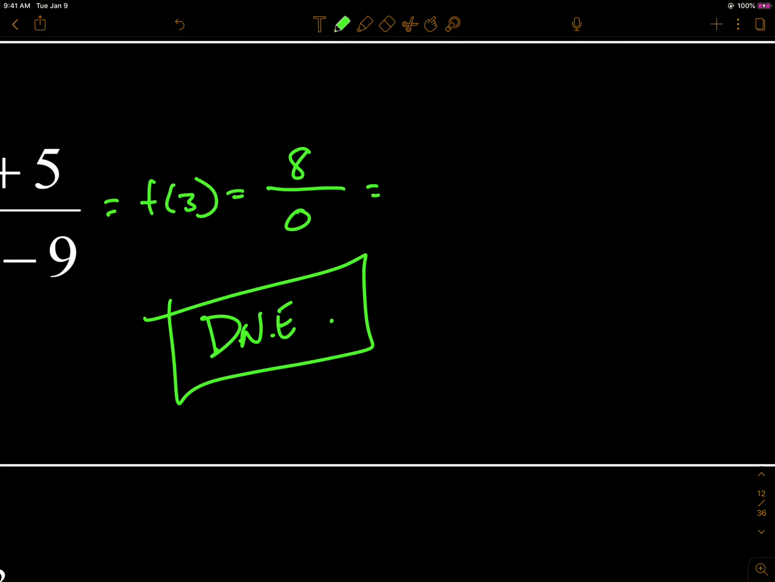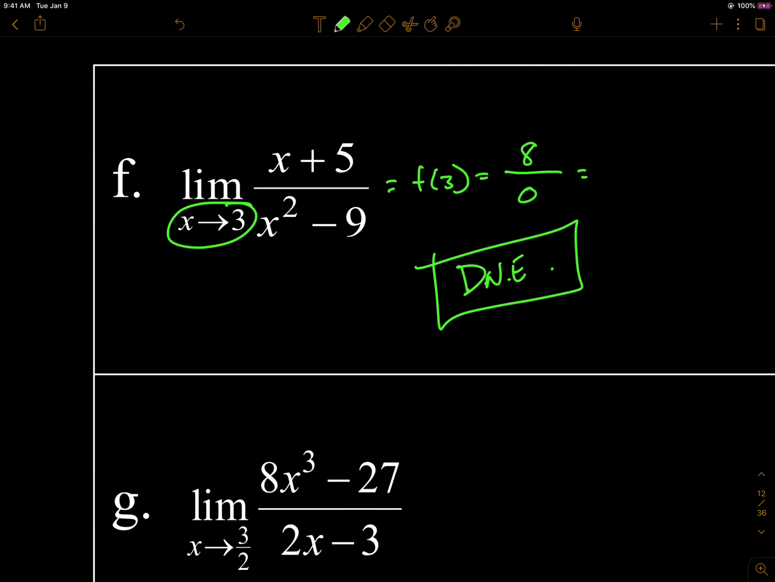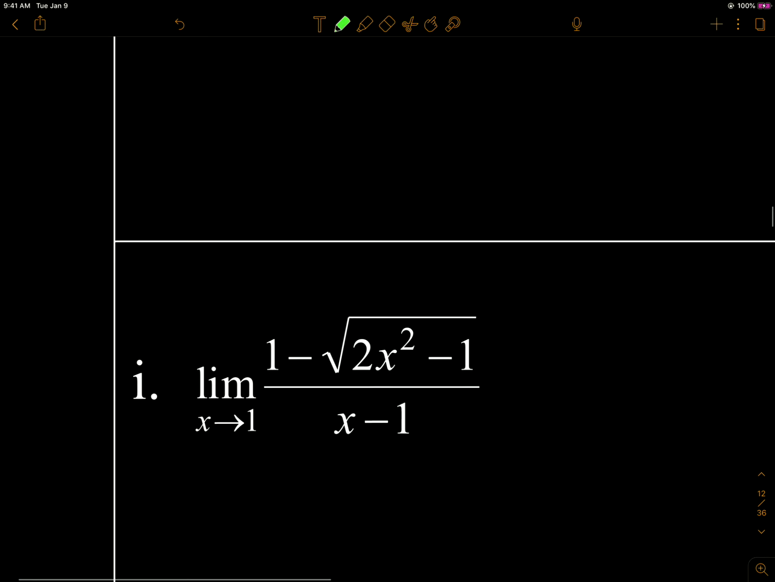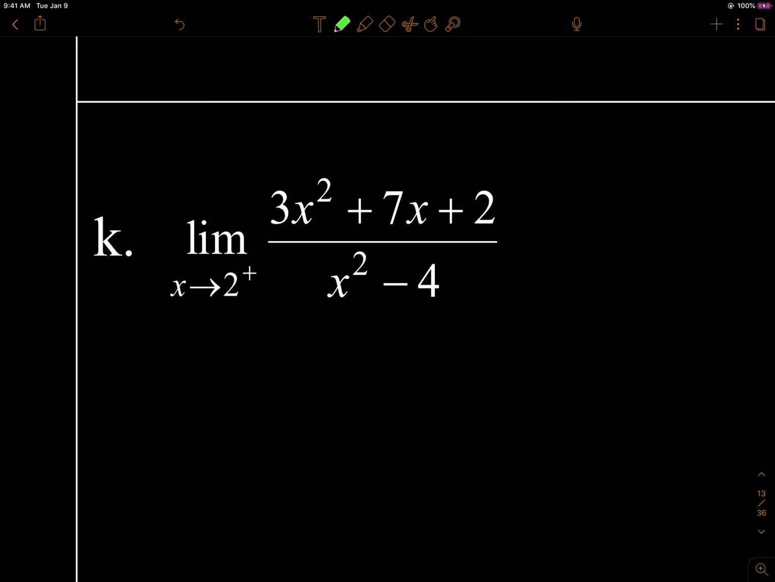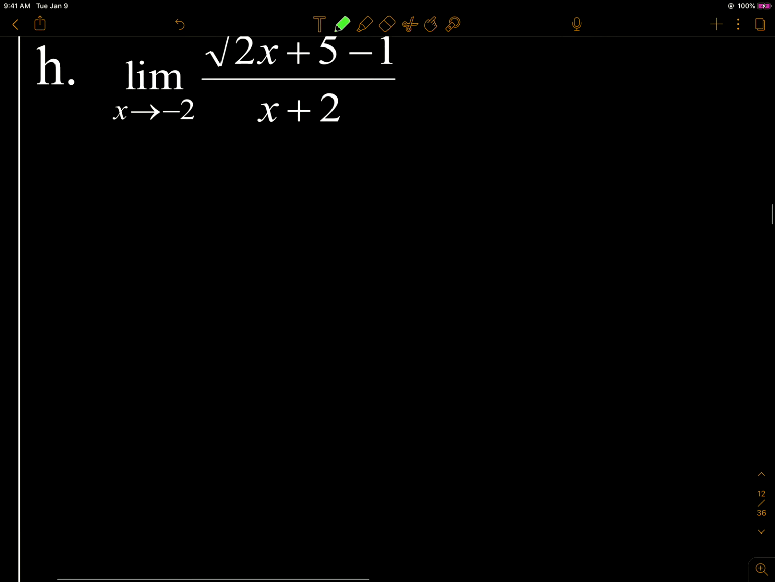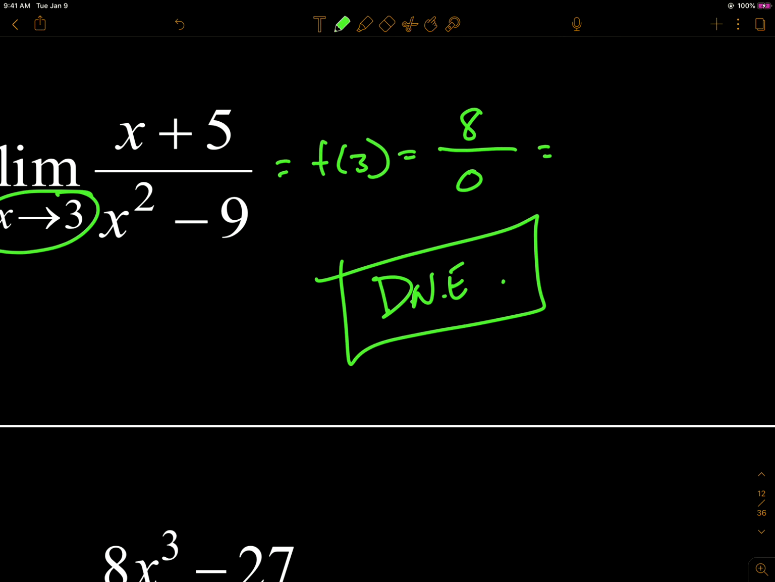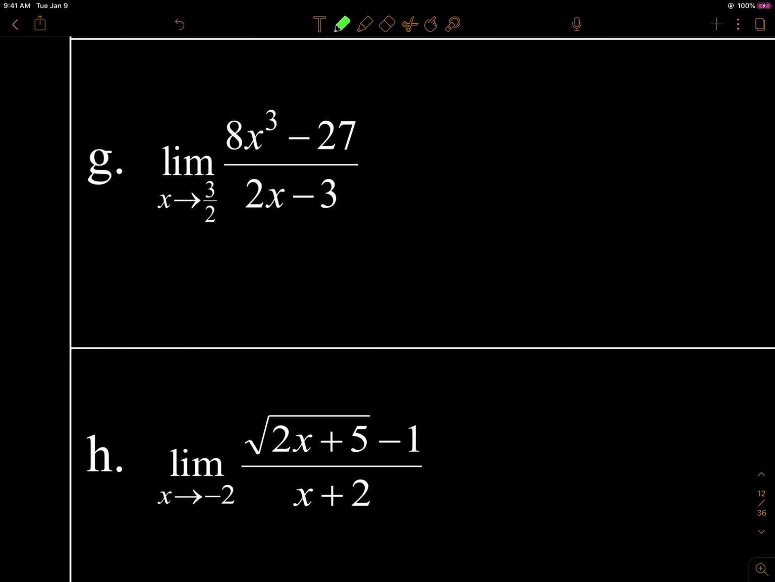Now, if they wanted the one-sided limit, like the left or the right, do we do one of those in here? I forget. Yeah, we do. So we'll get to that later. When they want just the regular limit, you're just done if you get non-zero over 0. It does not exist.